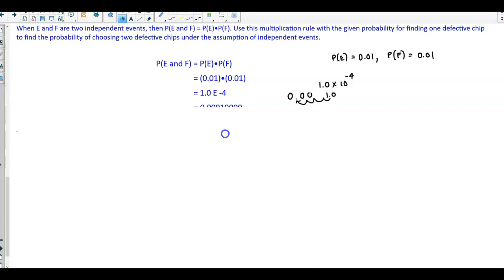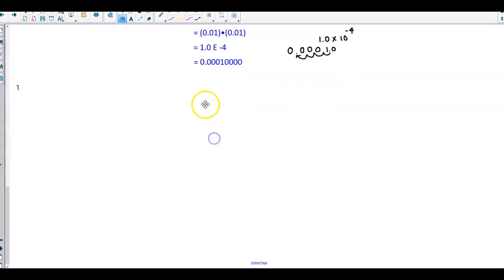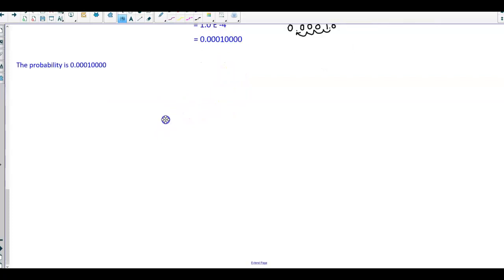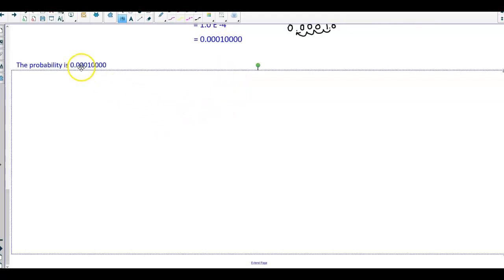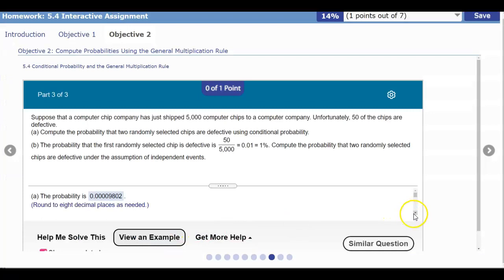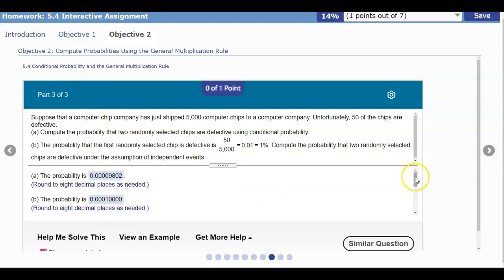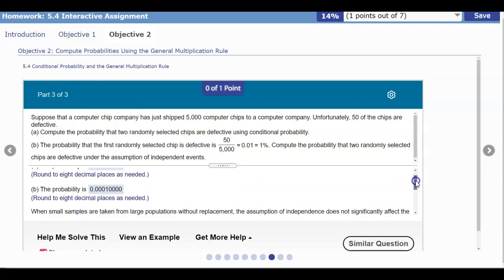So we have 0.0001. So there's our 0.0001, and they're asking us to round this to 8 decimal places, so we add the 4 zeros. So we're going to say the probability is 0.0001000000. Okay, and if we take a look at that result, there is our answer, rounding it to 8 decimal places.